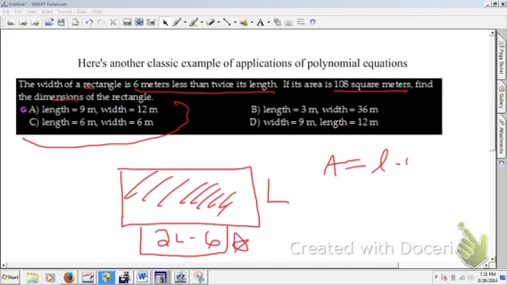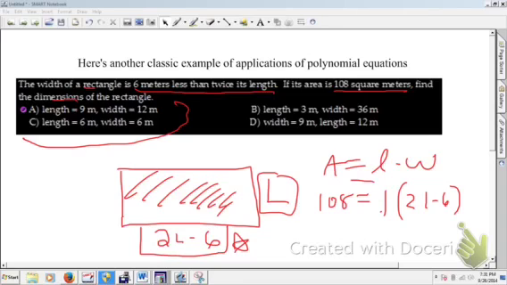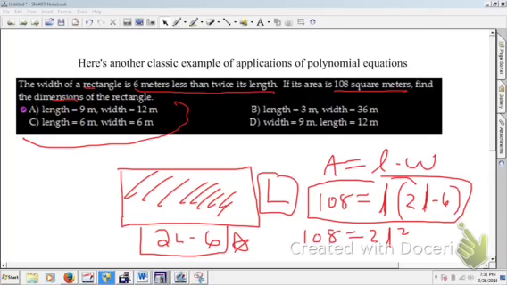Area is length times width. They're telling us the area is 108. And the length we're expressing as a lowercase l, and the width we're expressing as 2L minus 6. So now, if you think about it, you have yourself a quadratic equation. I'll write my L cursive so you can tell. So that's a quadratic if you clean it up: 108 equals 2L squared, so distribute the L, minus 6L. If you like, you could use X's instead of L's. I just chose L.